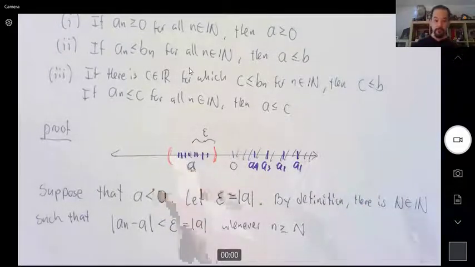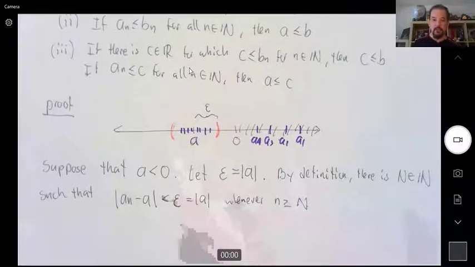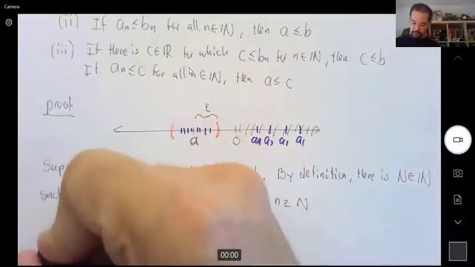And then all we need to do now is show that this is a contradiction. And what is the contradiction we want to get? The contradiction we want to get is that a_n is going to be negative, right? So how are we going to do that? Well, here is how.